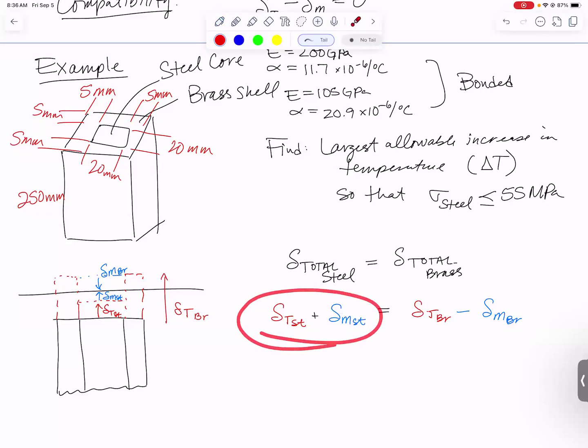Here's your total deflection for the steel. It gets longer a little bit from thermal, and it gets longer a little bit because of a mechanical force that's pulling out on it. The brass, on the other hand, gets really longer with the thermal and then gets subtracted from it, gets held back by its compressive mechanical loading.